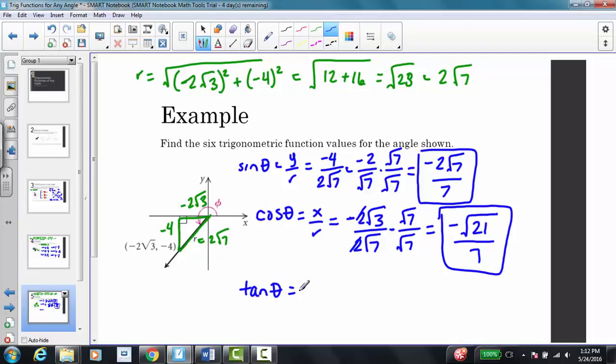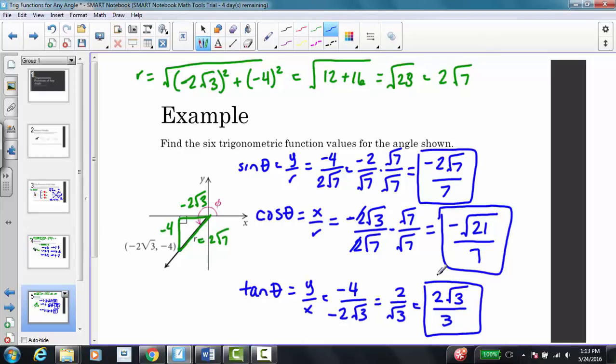Tan theta, y over x. My y is negative 4. My x is negative 2 root 3. That's going to simplify to 2 over root 3. Getting rid of that radical in the denominator, I have 2 root 3 over 3. And again, just like we did in the previous example, you can find cosecant, secant, and cotangent just by taking the reciprocal of all of our answers here.